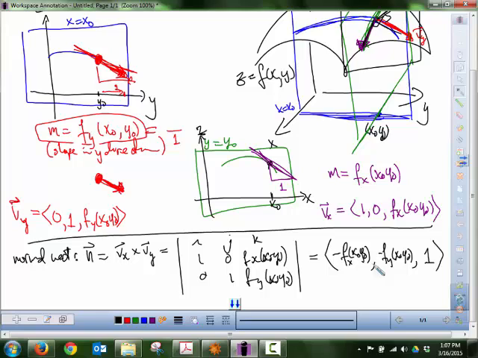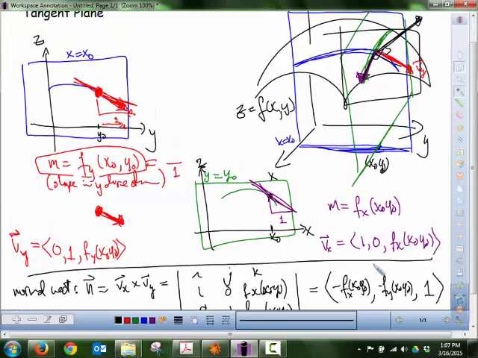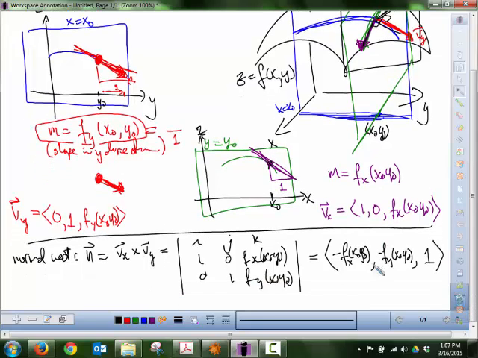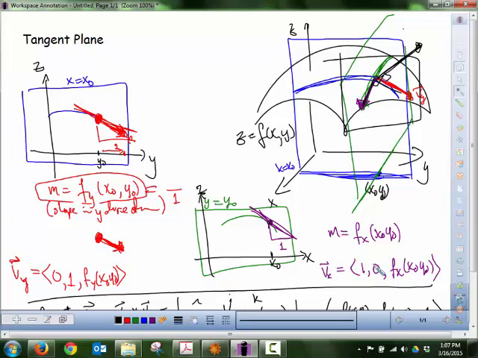So if you have a vector that's perpendicular to the plane, oh wait, do we have a point on the plane? x naught, y naught, z naught. What's z naught equal to?